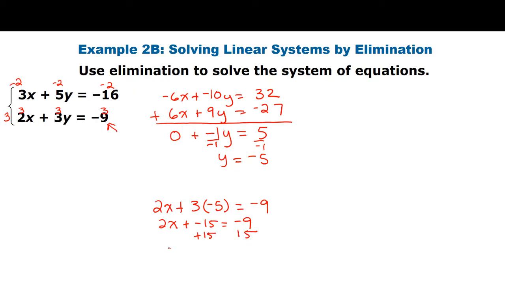And we get 2x equals 6, and so x equals 3. And I think I had a negative in there. Let's see, do I? Nope, that's fine. So here's my 2 points, 3, negative 5. And that's the solution to this system. So there it is. The solution to this ordered pair is 3, negative 5.